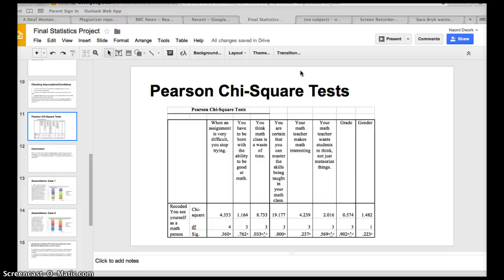And then when we look at this, we can see that the first one where we see an association is between thinking math class is a waste of time and seeing yourself as a math person. And the second one is being certain that you can master the skills being taught in your math class and seeing yourself as a math person. All the other ones show that the variables are independent of seeing yourself as a math person, because the p-value that's given is very high.